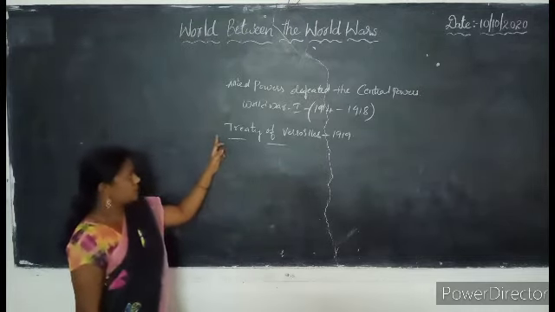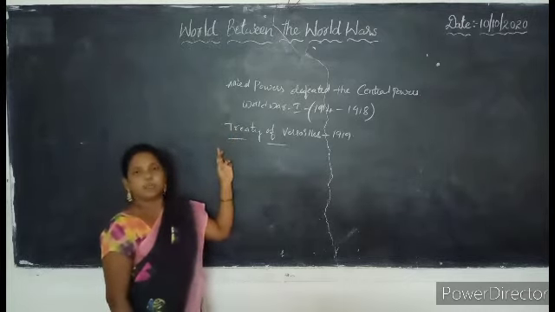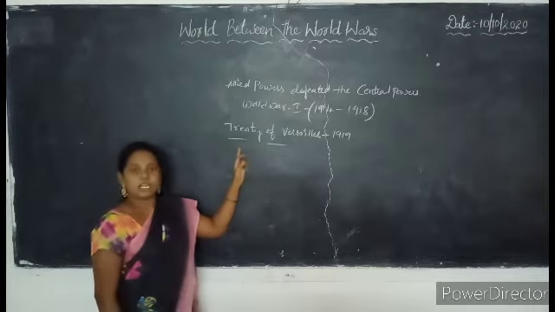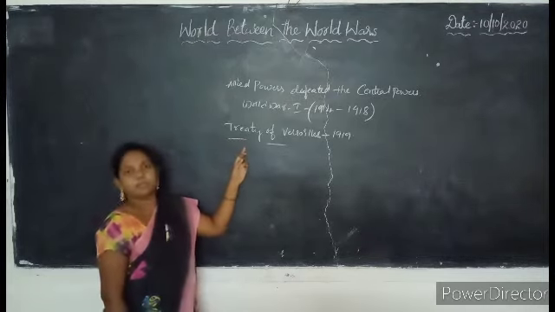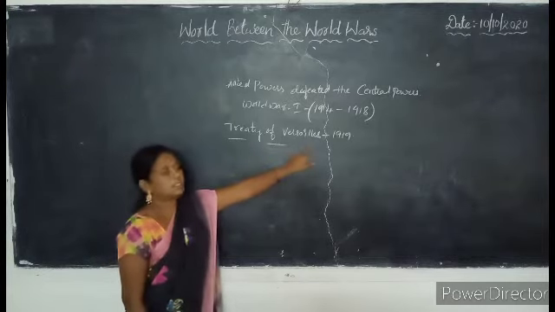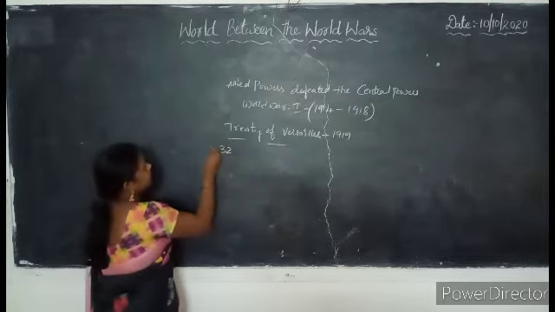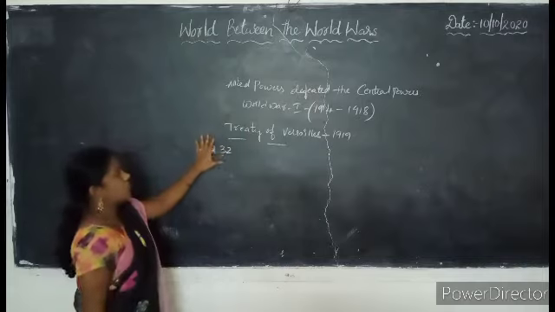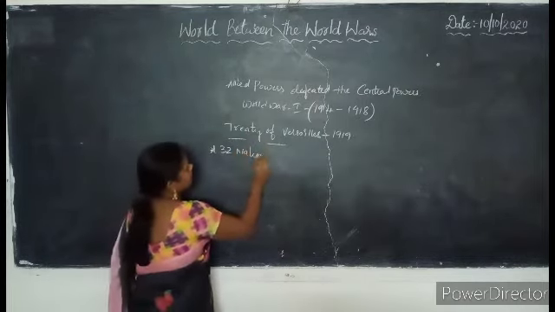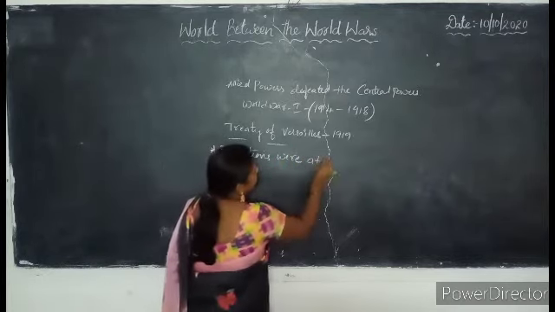Generally you may ask, what is the meaning of a treaty? A treaty is nothing but an agreement between countries after the completion of wars. So the countries come to an agreement after the war at Versailles in France in the year 1919. How many nations attended? 32 nations attended.